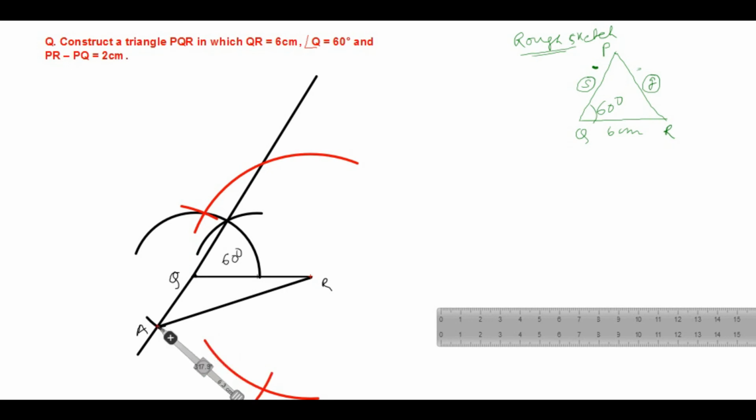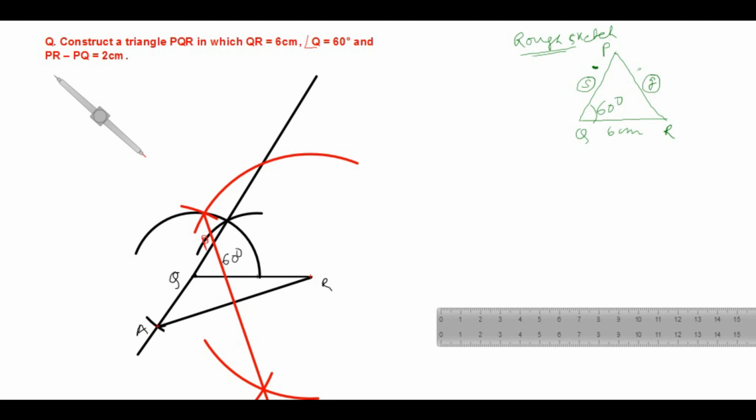So here we have got the two arcs intersecting at this point and this point. Now by using ruler, you join these two points, this point and this point. And like this you will get the perpendicular bisector of AR. Okay. So now this line intersects the given line segment of the angle 60 degree at a point, and this point will be termed as P. So this is your point P.